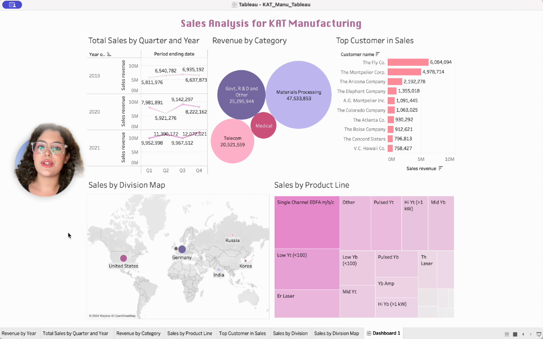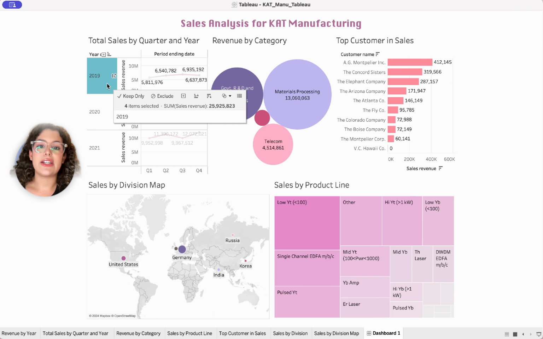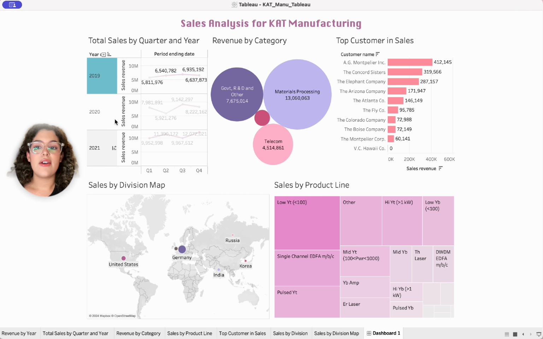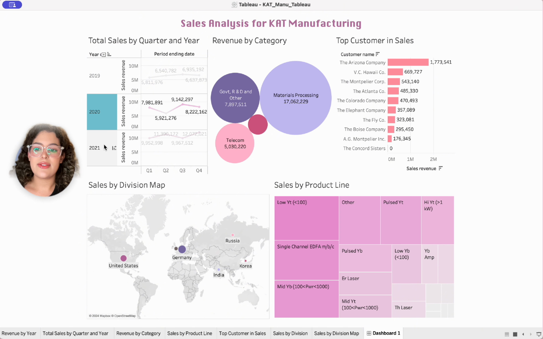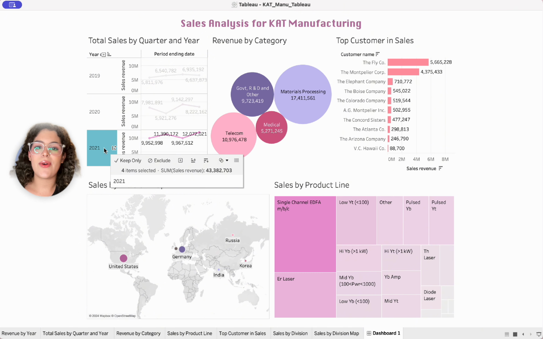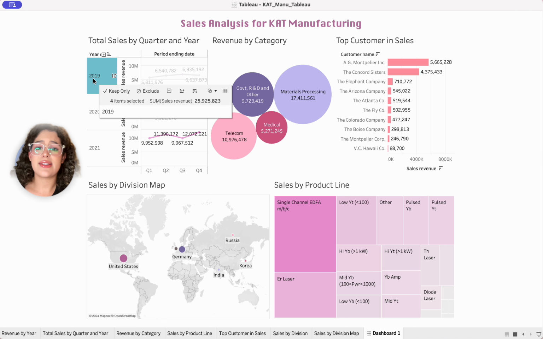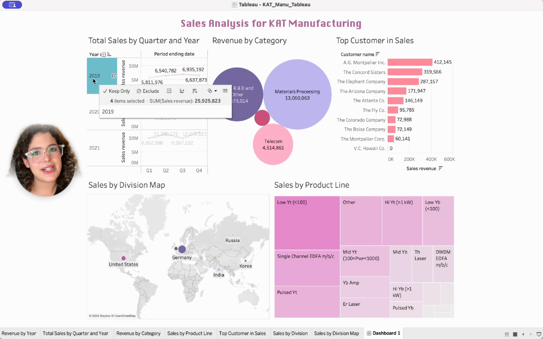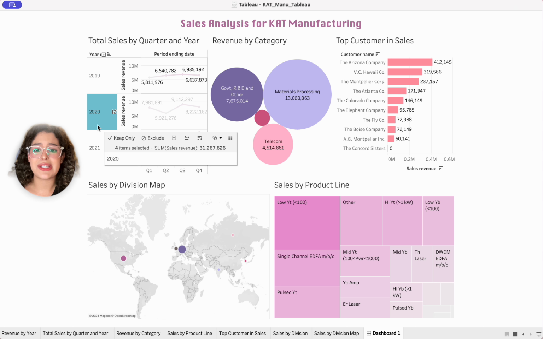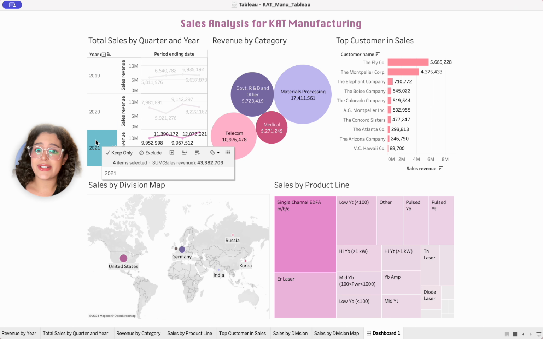Now let's go over some trends that I've seen in the data. If we look at 2019, we started off with sales revenue of $13 million, following up with a steady increase to where we are now at $17 million. That is an increase of about roughly $4 million. As we can see, materials and processing is our increasing category.